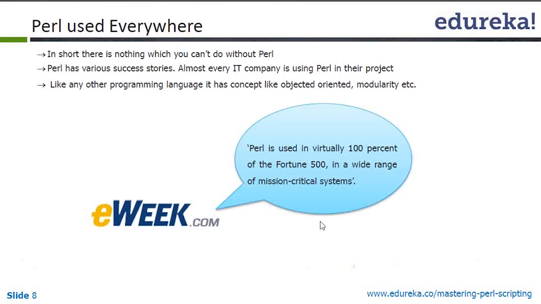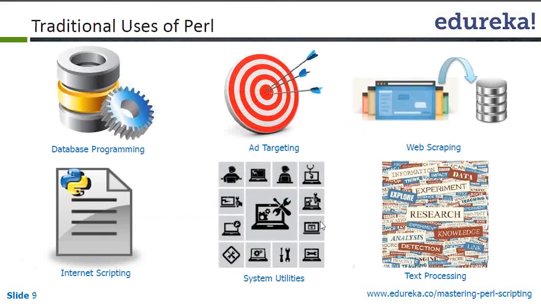According to evcode.com, Perl is used in virtually 100% of the Fortune 500 companies in a wide range of mission-critical systems. So all the Fortune 500 companies are using Perl on a regular basis in their projects. This is the beauty and the flexibility Perl provides, which is very useful for programmers to consider.